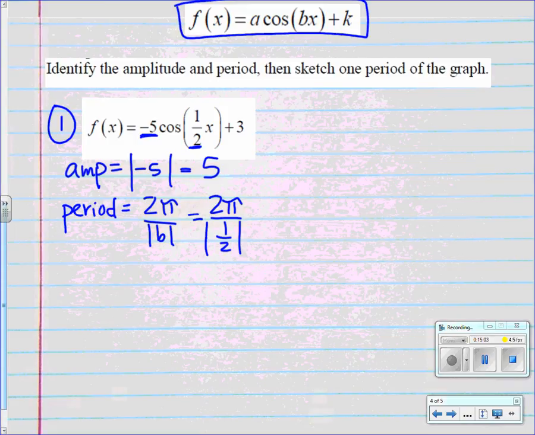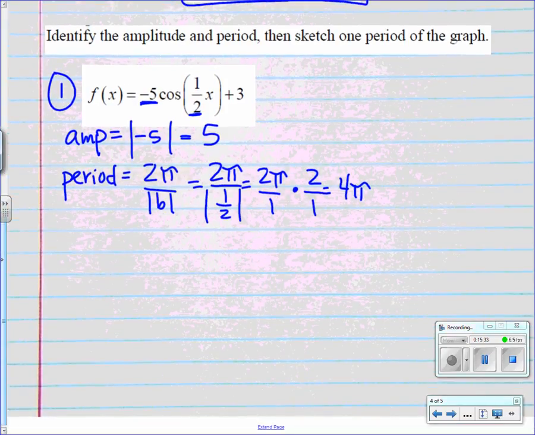Copy, dot, flip. So we're going to copy 2 pi, we're going to put a dot, and we're going to flip 1/2. So when we flip 1/2, it'll be 2/1, because I'm just writing it as a fraction. So then what's 2 pi divided by 1/2? Or how many 1/2s are in 2? 4. So it'll be 4 pi is one period of our function.